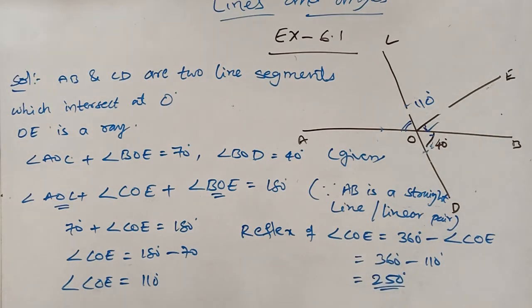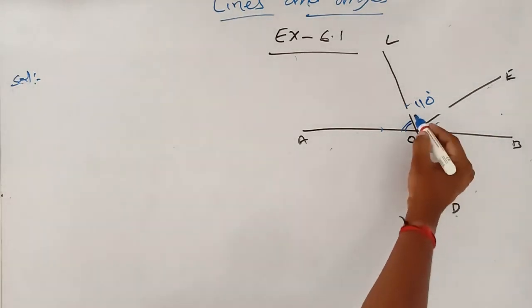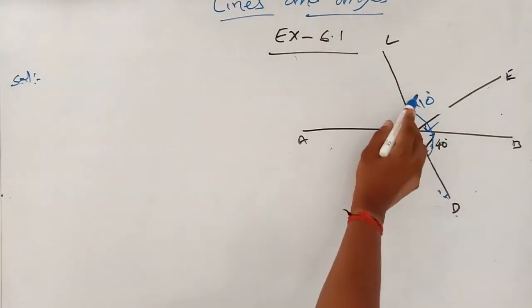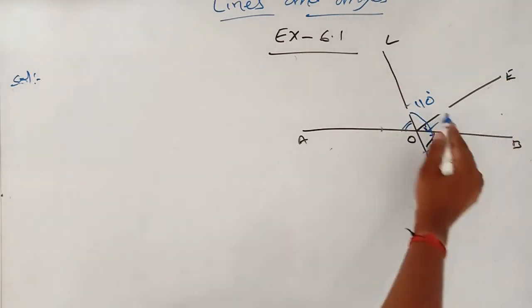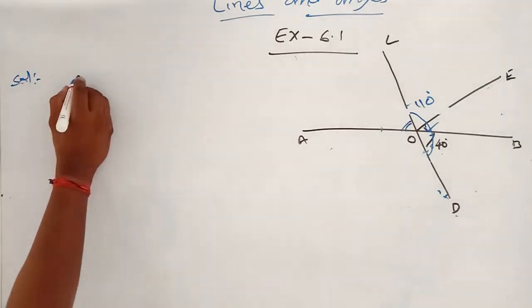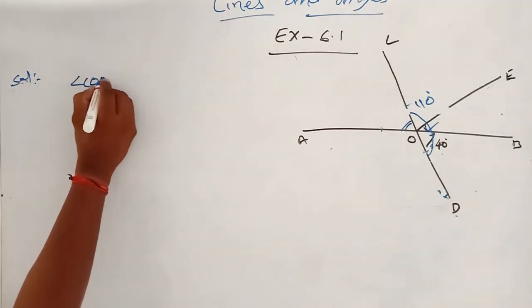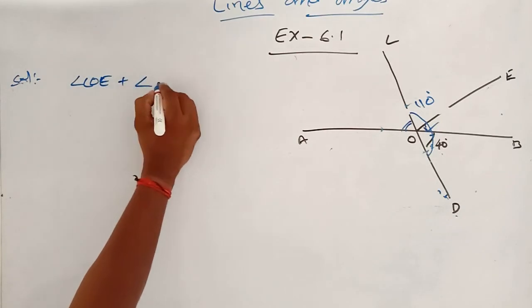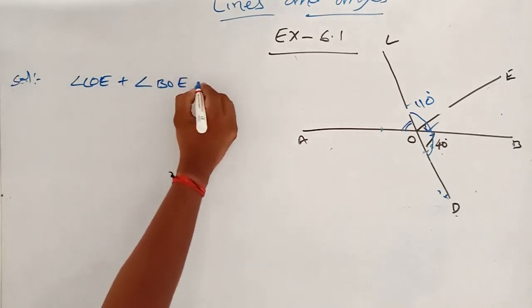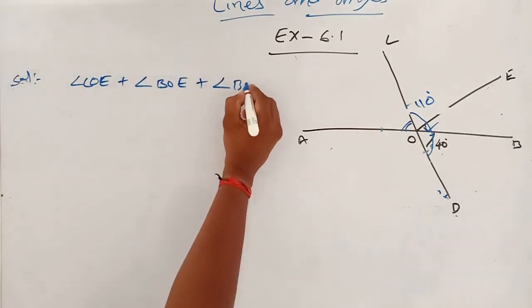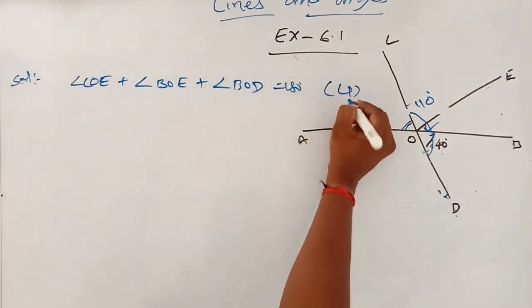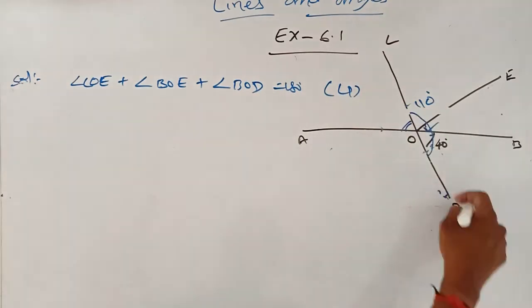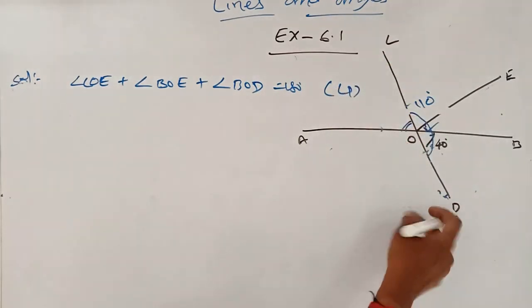The next is, now this is also a linear pair because I know COE is 110 degrees and BOD is 40 degrees. Now I need to calculate the angle BOE. Angle COE plus angle BOE plus angle BOD is equal to 180 because it is a linear pair, because these are adjacent angles and COD is a straight line.